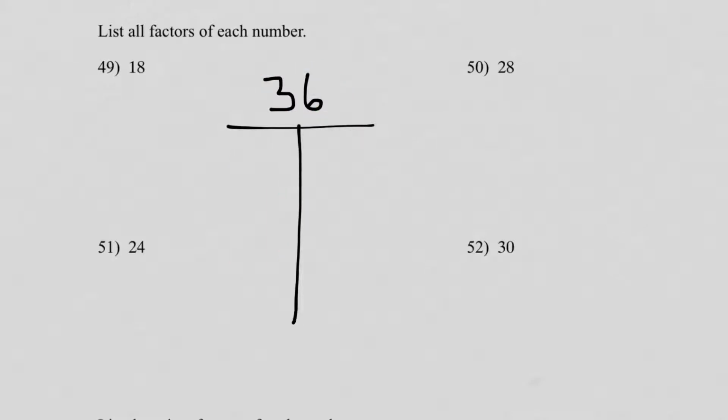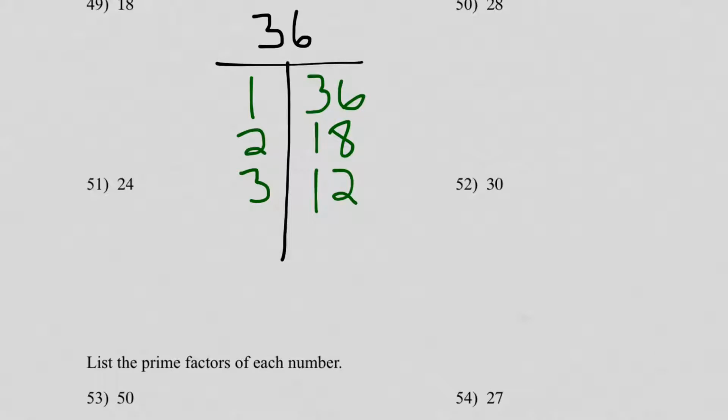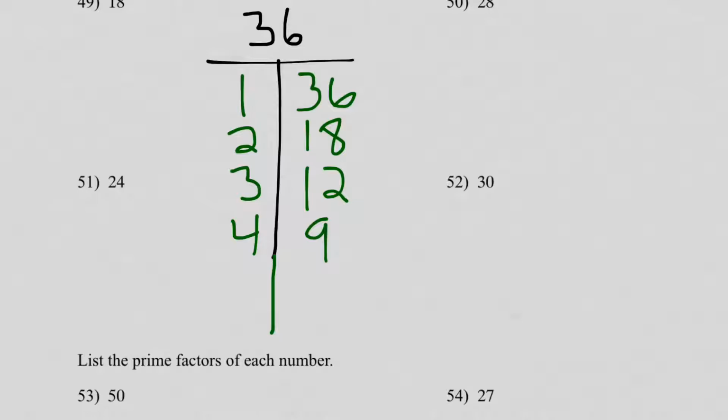So I start by dividing 36 by 1, and the result is 36. 36 can be divided by 2, and the result is 18. 36 divided by 3, yeah, that works too. 3 12s make 36. Okay, 36 can also be divided by 4. 4 times 9 makes 36. And we keep going to see if there's anything else we can divide it by.